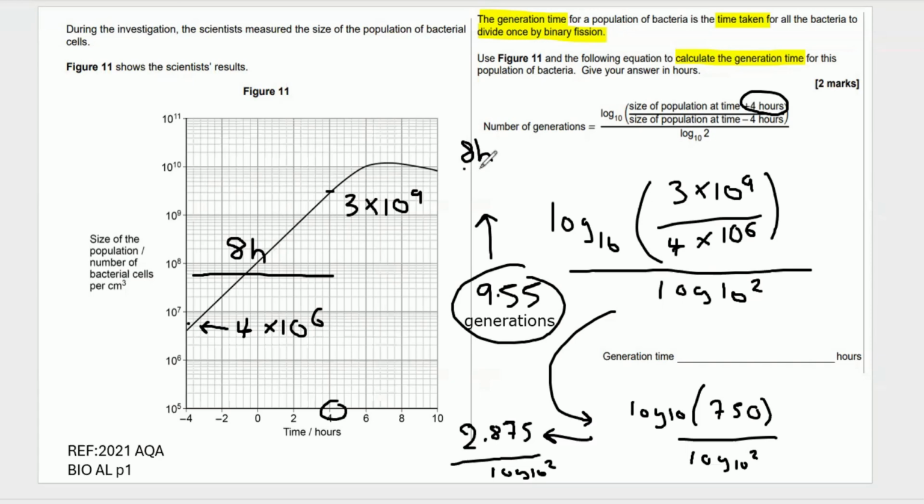So how much did one division take? Well, it would be 8 hours divided by 9.55, and this will give us the time for one division. One set of binary fission, and it's 0.8376, and that is hours. So that is the generation time. And then you might want to round that to 3 decimal places or 2 decimal places, so 0.84, or 2 significant figures, 0.84 hours. There we go.